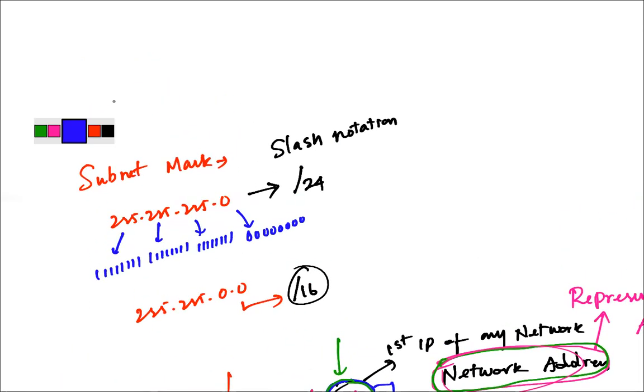Next question, it's easy. You guys can easily answer it, I know. What is the slash notation for the subnet mask 255.0.0.0? What is this? Slash, yes, 8. Okay, so 255.0.0.0 is slash 8.